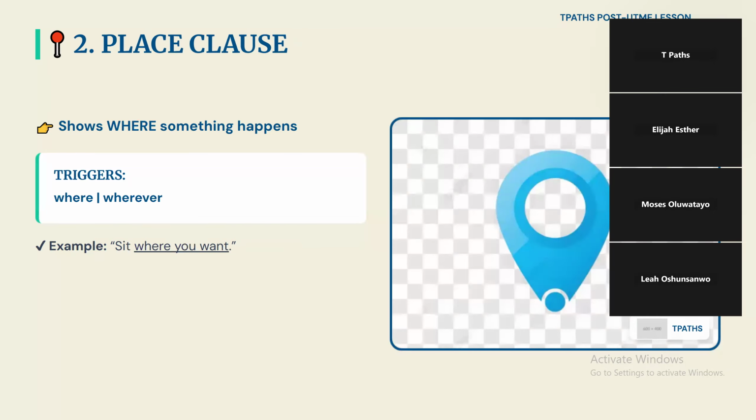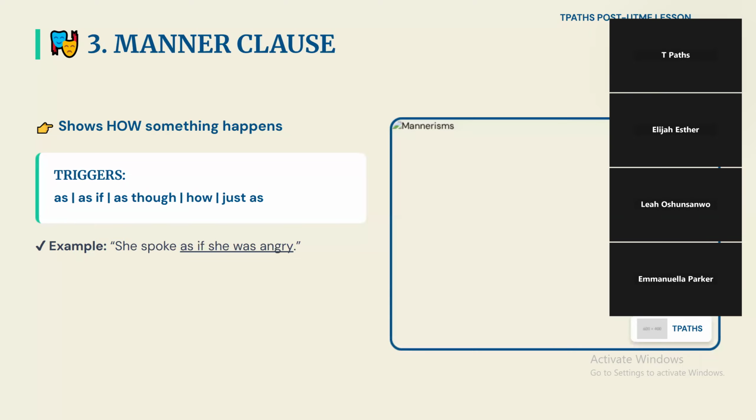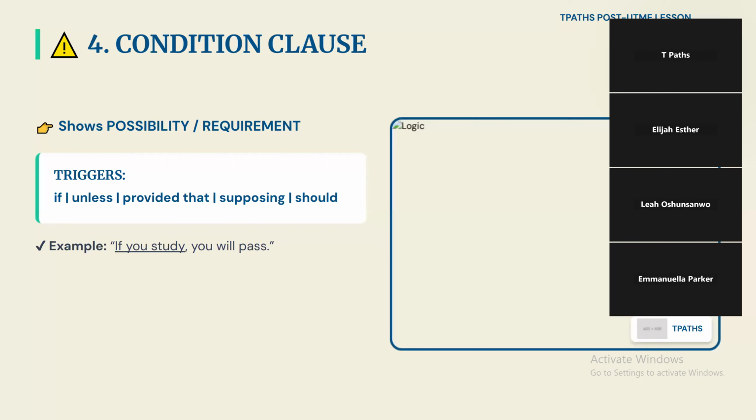Okay, for place clauses, I explained that the trigger words you should focus on are where and wherever. For example, when you are presented with a sentence like "sit where you want" or "sit wherever you want," you know that you are to type place. The answer for that sentence is place.